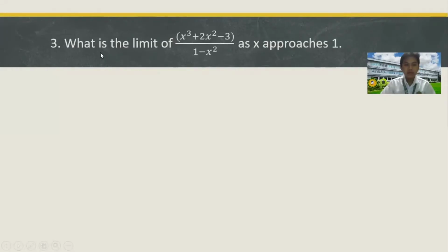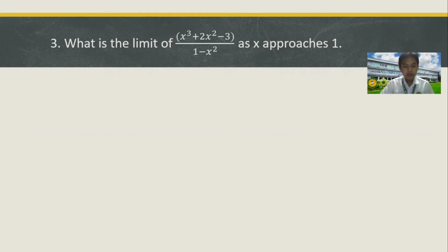Problem number 3. What is the limit of x cubed plus 2x squared minus 3 over 1 minus x squared as x approaches 1? In this equation, if we put 1 into x, we will come up with 0 over 0. When the limit takes the form of 0 over 0, use L'Hospital's rule, which is to solve for the derivative of the numerator and denominator. So to find our limit as x approaches 1, first we will derive the numerator and denominator and then substitute 1 into x to find our limit.